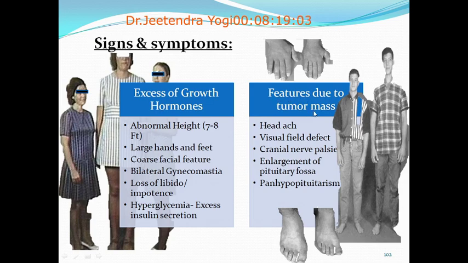In gigantism, features due to the tumor mass can develop signs and symptoms of headache because of increased intracranial tension. It can develop visual field defect because of compression of optic chiasma or optic nerve. And it causes cranial nerve palsy because of compression or irritation to the nearby nerves of the pituitary gland. And it causes enlargement of pituitary fossa and destruction of clinoid process that can appear in radiographic images. And ultimately, it will end up in pan-hypopituitarism because of compression of tumor mass on the whole pituitary gland. So these are the clinical signs and symptoms that develop because of excess growth hormone secretion in gigantism and due to the features of tumor mass in gigantism.